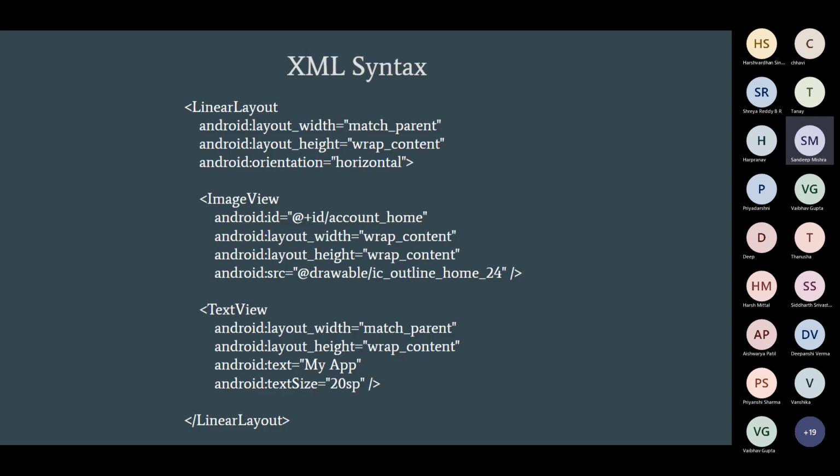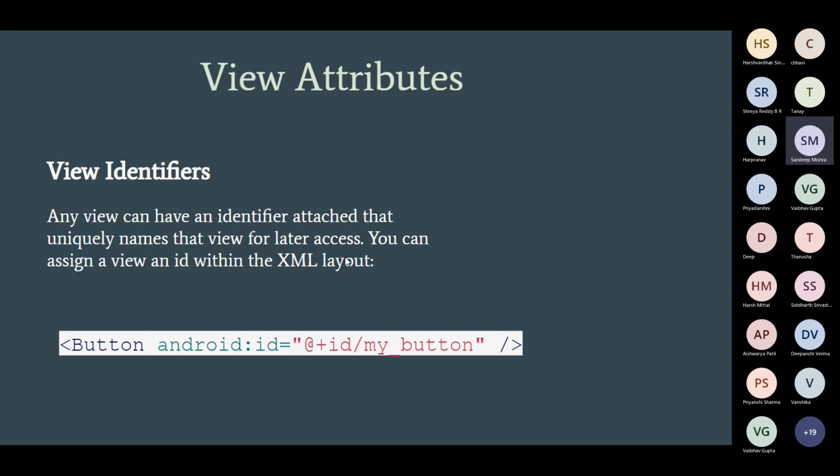And then I will explain some attributes, like whatever we are writing here, such as Android layout width, Android layout height, and so on. So let's discuss these things. These are called view attributes. As we already discussed, what are views? Every view has some features. An attribute is similar to a feature.